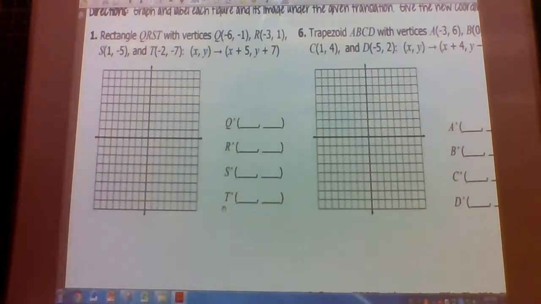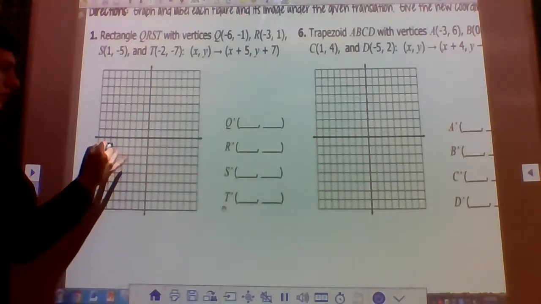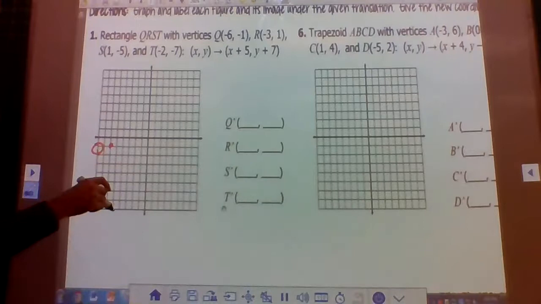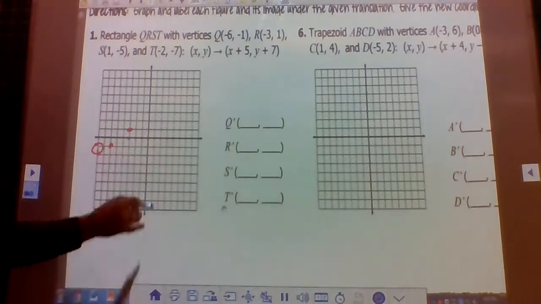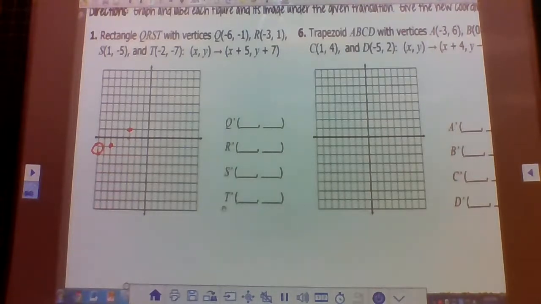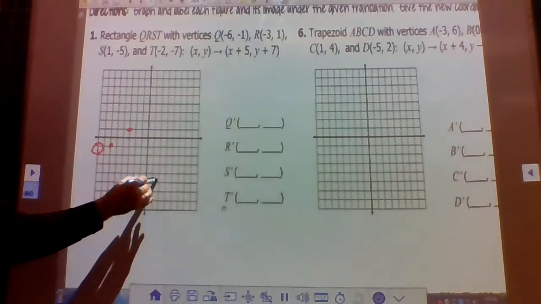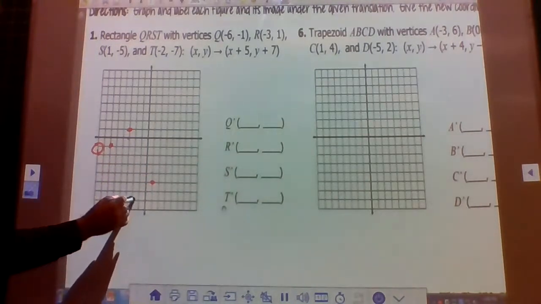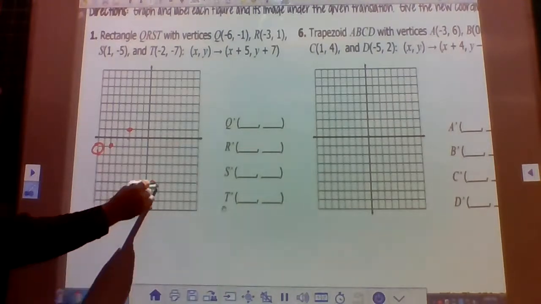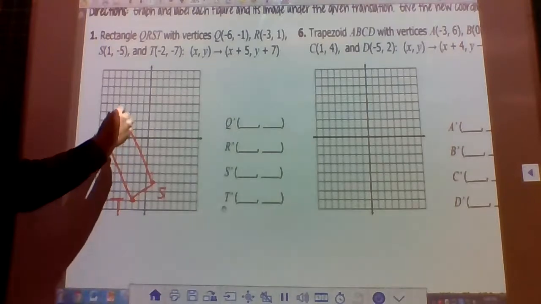It's giving us a rectangle, QRST. So let's plot the points, -6, -1. Okay, so this is Q. R is -3, 1. Okay, and S is 1, -5, 1, 2, 3, 4, 5. And then -2, -7 is right here. That's T, and this is S. So there's our rectangle, QRST.